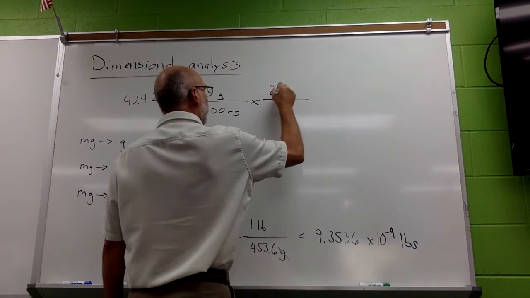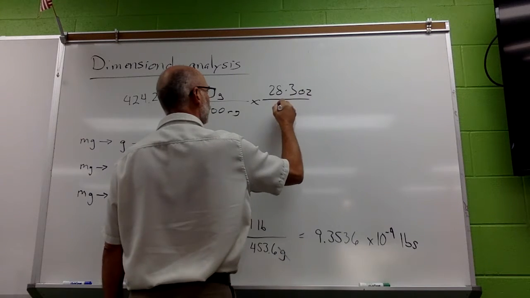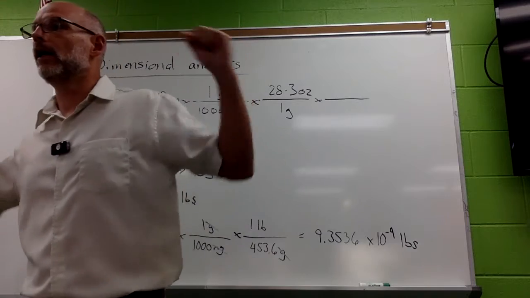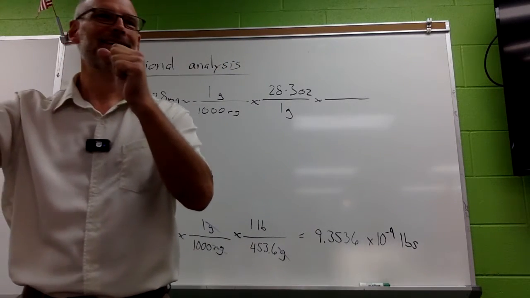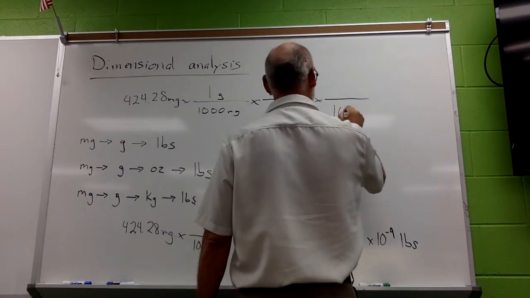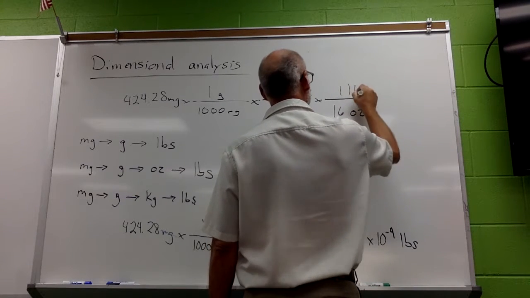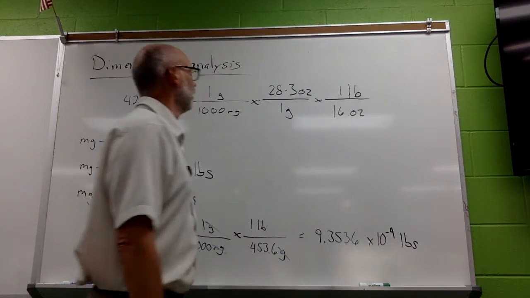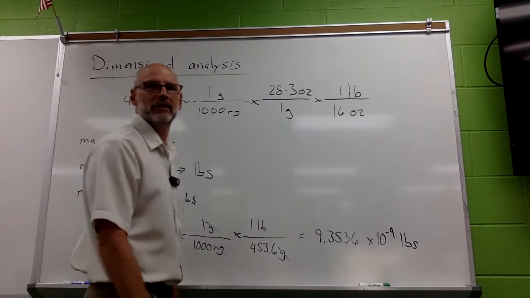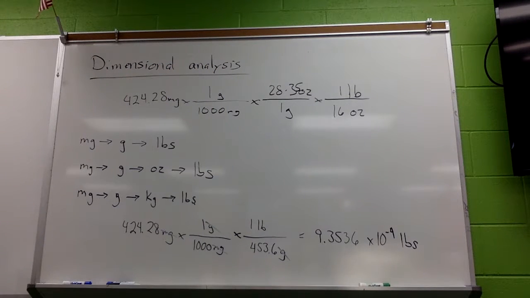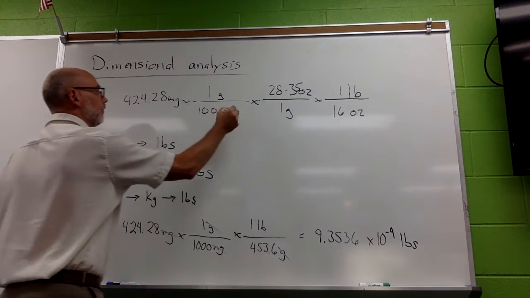What did I say, 28.3 grams per ounce? And everyone knows how many ounces are in a pound, right? 16. Whoa, that was weird. Is it what? 3.5? Ooh. Okay. Okay, try that one. See what you get.